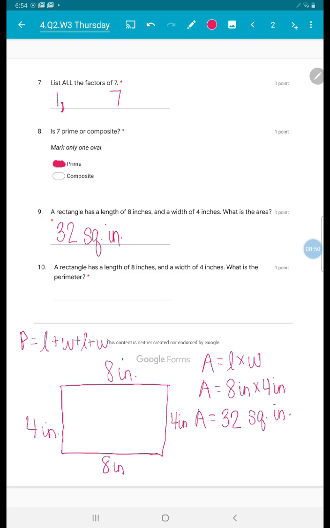And we know there's a few different ways you can do that, and it doesn't matter which one you choose, as long as what you're doing is adding all 4 sides. So we've got 8 plus 4 plus 8 plus 4. I know 8 and 4 makes 12. 8 and 4 makes 12 again. And if I add 12 plus 12, that is 24 inches.